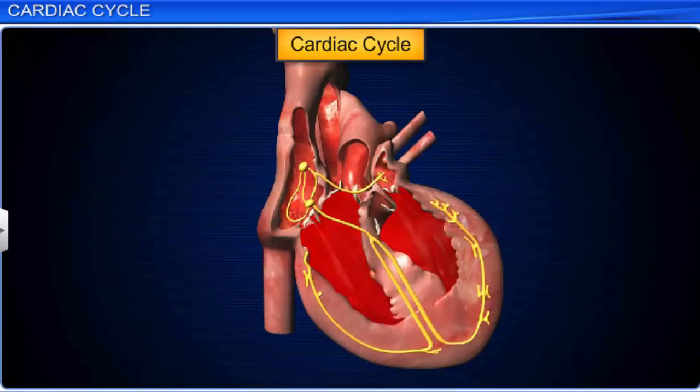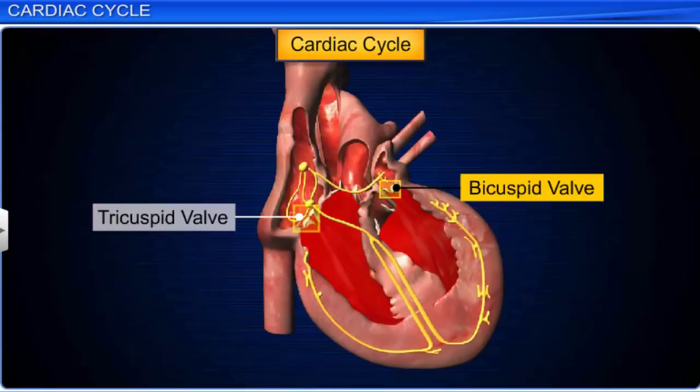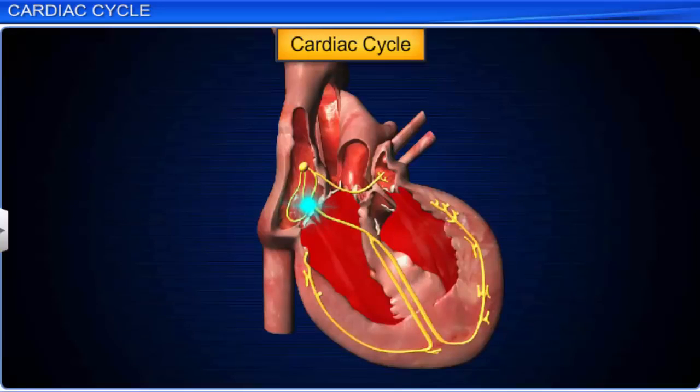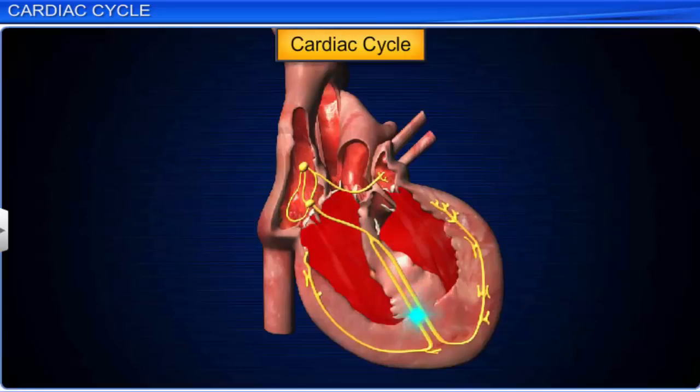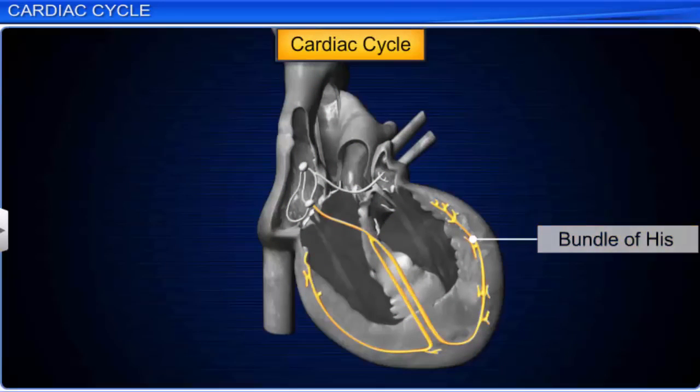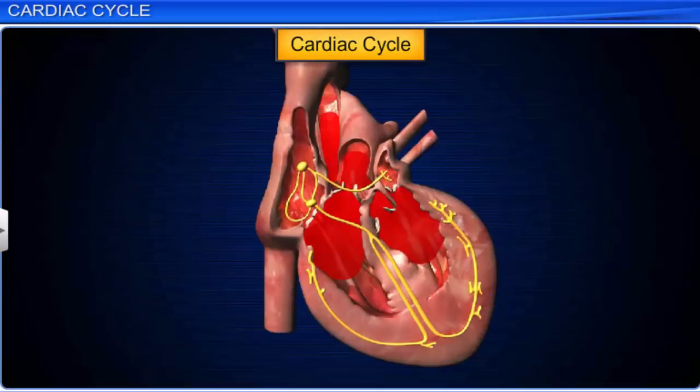Ventricular pressure increases due to the increased volume of blood, which forces the closure of the tricuspid and bicuspid valves and thereby prevents a backflow of blood into the atria. The action potential from the SAN then travels down through the AVN and passes onto the ventricles through the bundle of His. This results in a ventricular contraction or systole as well as atrial relaxation or diastole.